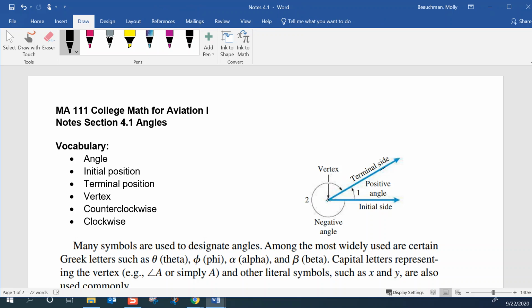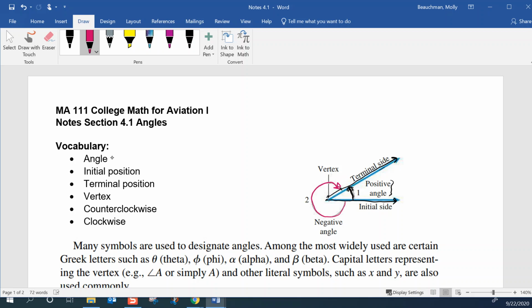So the vertex is the center point. This side is the initial side. It's where the angle starts. Rotated counterclockwise, we have the terminal side. If you measure rotating counterclockwise, the angle is positive. You can also measure rotating clockwise. So if you rotate the other direction, there's another angle here. And this one is called the negative angle.